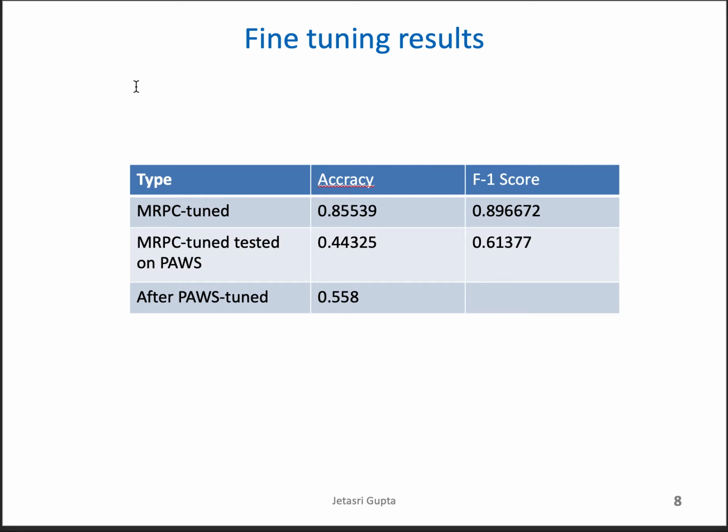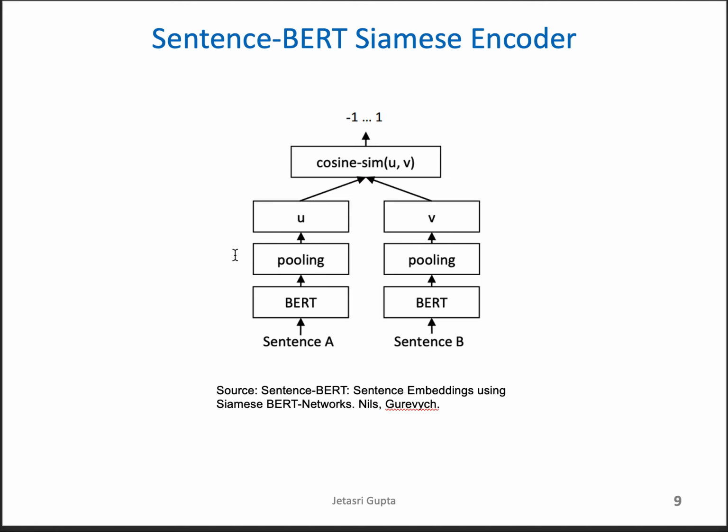After fine-tuning, these were the accuracy and F1 score results. As you can see, achieving higher accuracy on PAWS is quite tricky. This was then used to build something called a Siamese encoder. This is a different way of encoding these two sentences independently and then calculating cosine similarity, and this can give you a semantic similarity score.